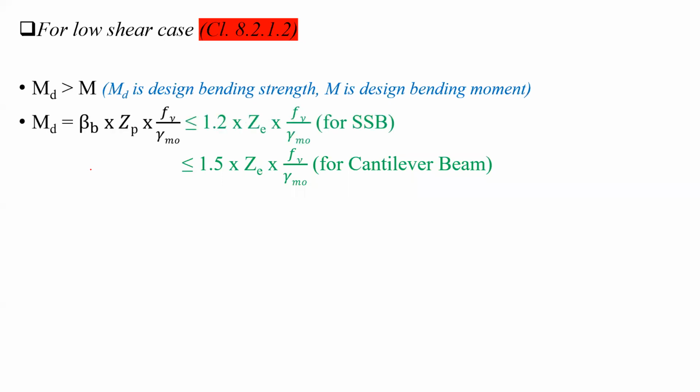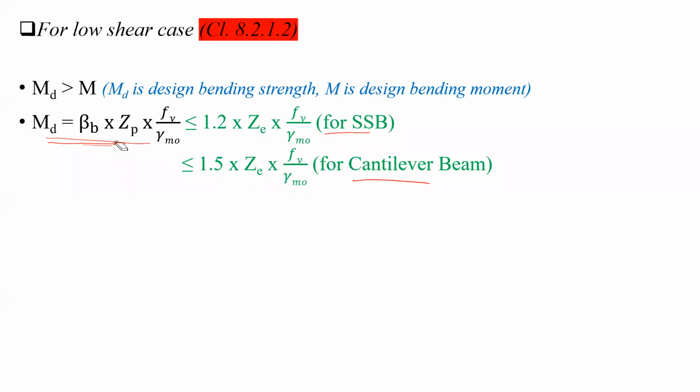How do you calculate this? The MD value is calculated as beta B into ZP into Fy by gamma m naught. Remember, beta B into ZP into Fy by gamma m naught. Now here, this condition, that is beta B into ZP into Fy by gamma m naught, must be less than or equal to 1.2 ZE into Fy by gamma m naught if it is a simply supported beam. If the given beam is a simply supported beam, then the value of MD must be less than this value. If it is a cantilever beam, the value of MD must be less than or equal to 1.5 times ZE into Fy by gamma m naught.